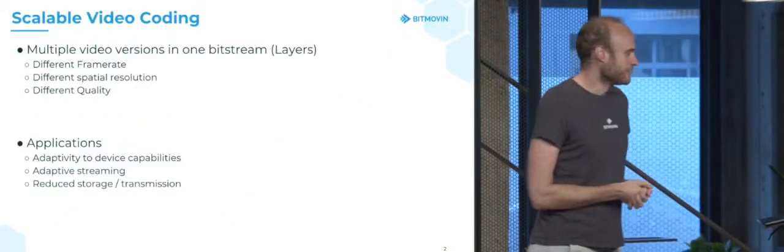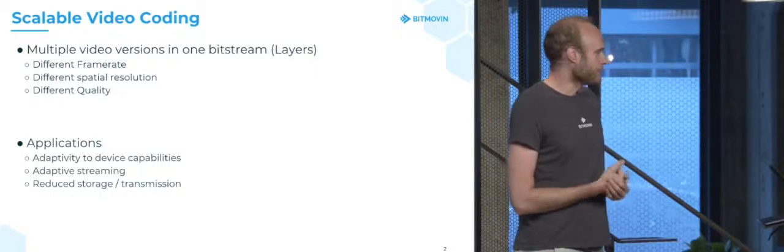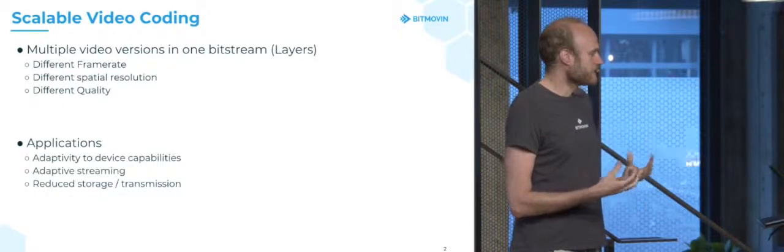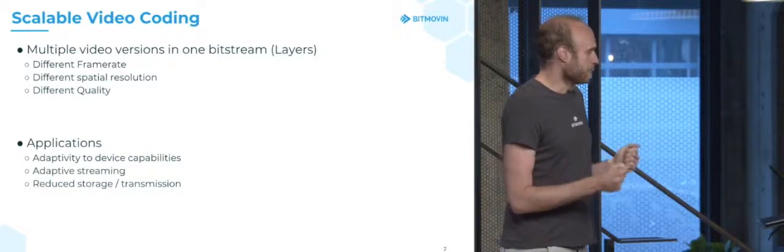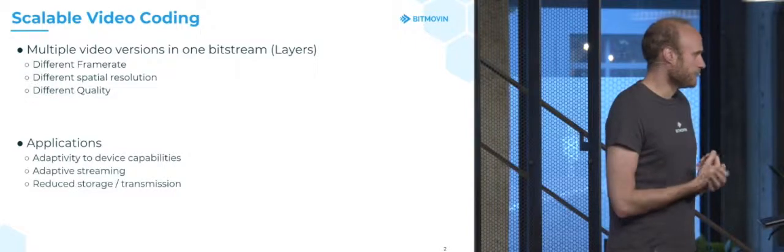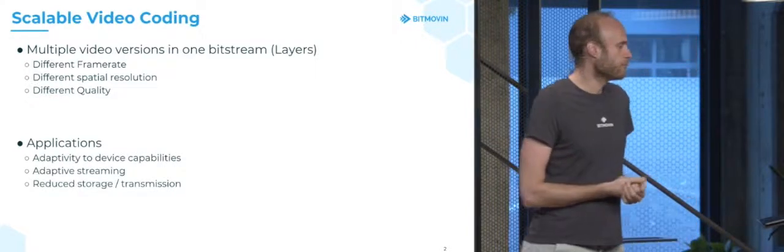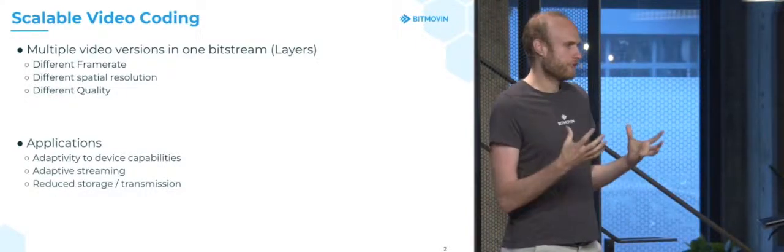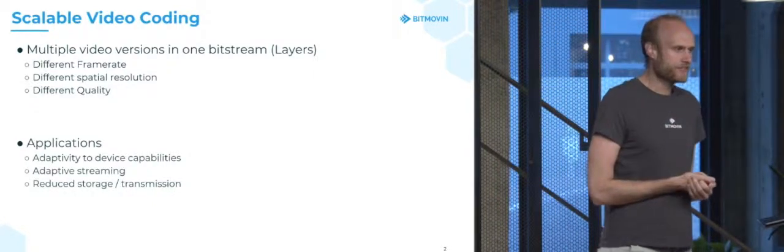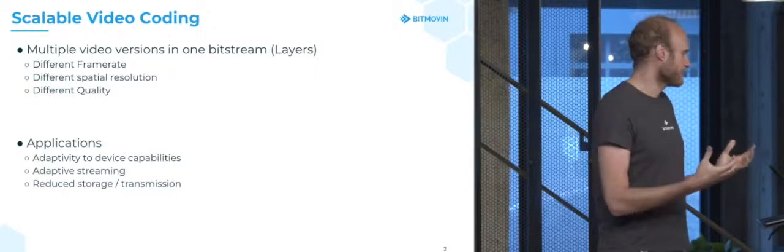Okay, I want to start at the very beginning. So scalable video coding, what is it? Basically, the idea is that in scalable video coding, you have multiple versions of the same video in one bit stream. Usually you refer to it as layers, so you have multiple layers, and the layers differ in multiple things that they can differ in.